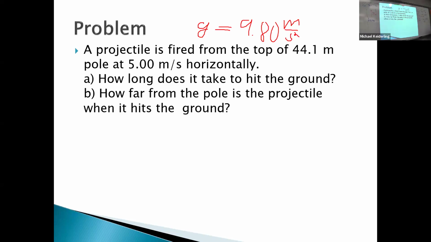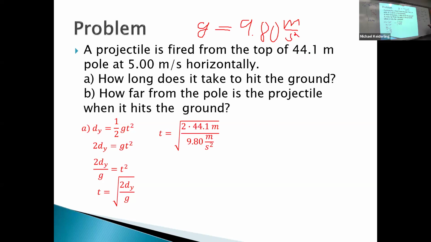Problem has 2 parts. First part, how long it takes to hit the ground. Same as the last one. The distance fallen is 1/2 gt squared. The time is square root of 2 times the distance fallen over g. So that distance is 44.1 meters. So 2 times 44.1 meters over 9.8 gives you 9 seconds squared. Time is 3 seconds. It takes 3 seconds for this projectile to hit the ground.